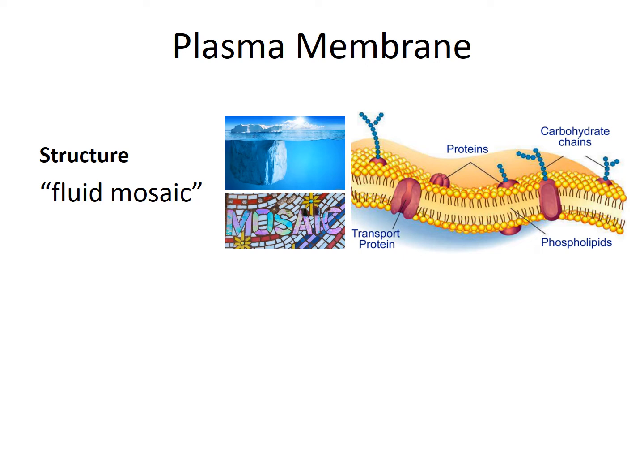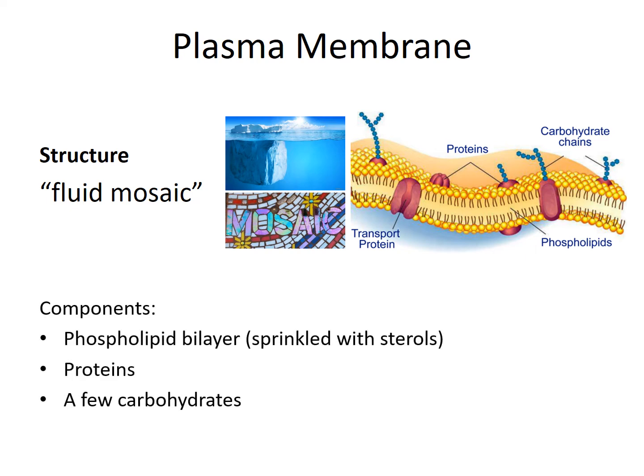The plasma membrane is said to be a mosaic because it is not homogeneous. It has multiple different types of parts, each part serving an individual function that aids the overall function of the plasma membrane as a whole. The key components we will discuss today are the phospholipid bilayer, which is sprinkled with sterols, proteins, and a few carbohydrates mixed in.